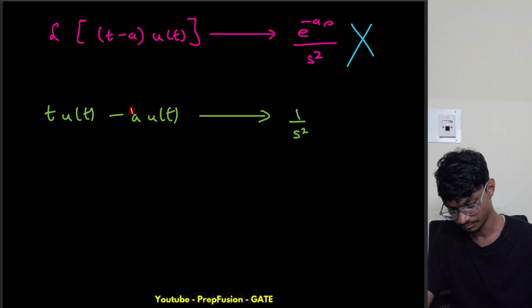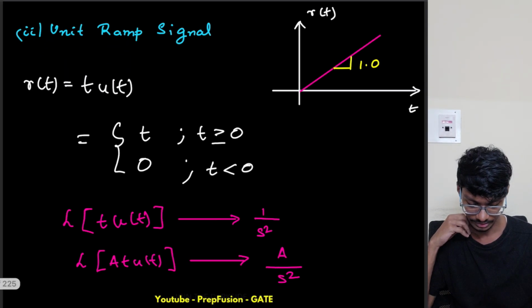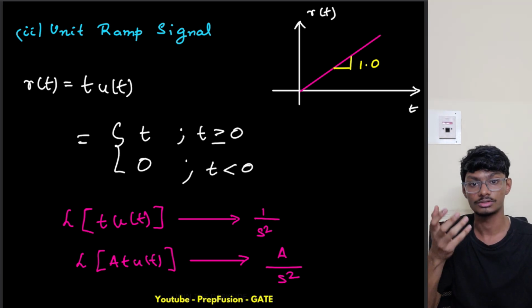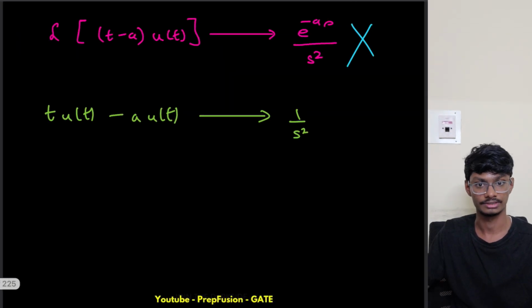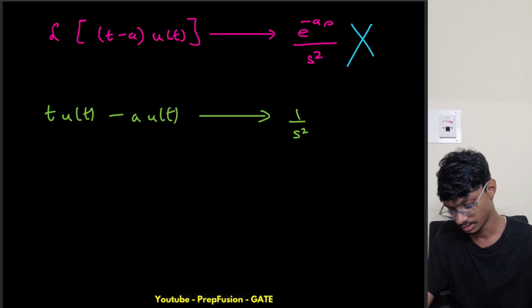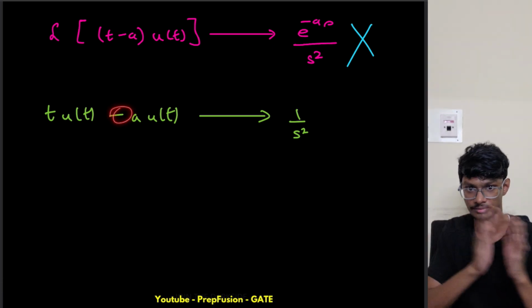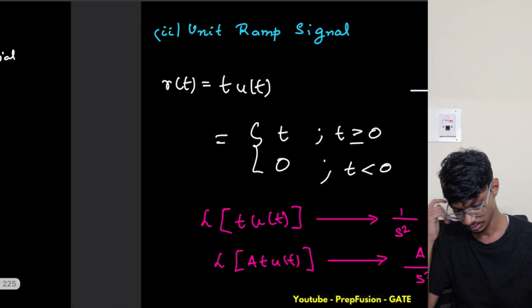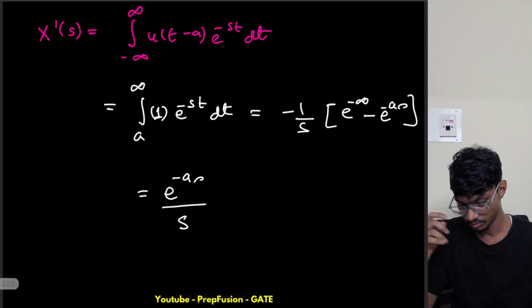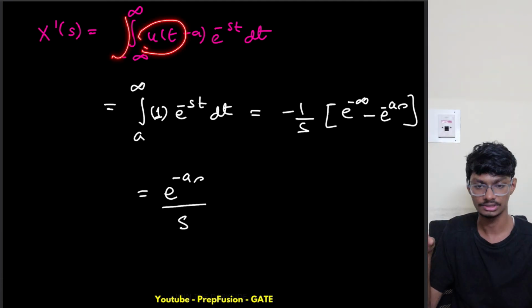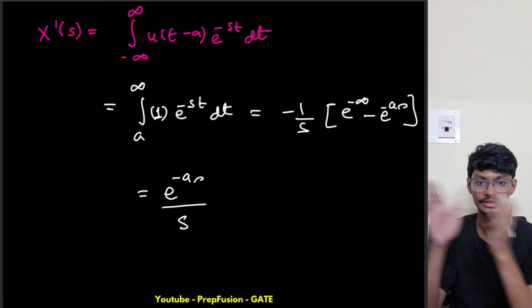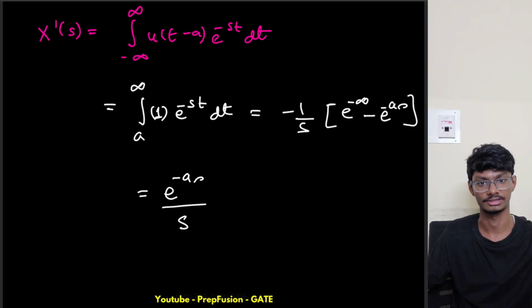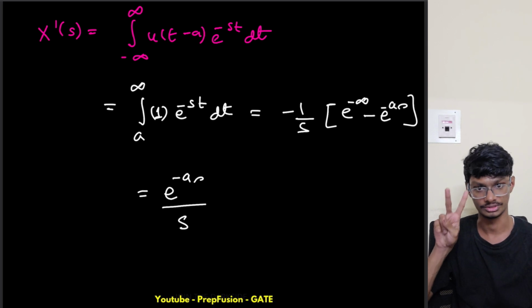And what is a u of t? Basically a u of t is just a constant step function with a multiple, as I explained earlier. So it will be a by s, and it is negative here, so it will be simply minus. If I do integration of this signal, there is this signal and minus this, so we can break this down into the Laplace transform of that signal and minus that signal. We can use the principle of superposition right here.